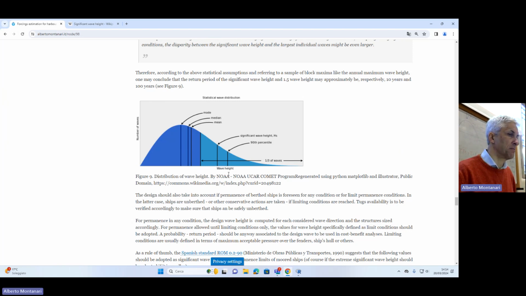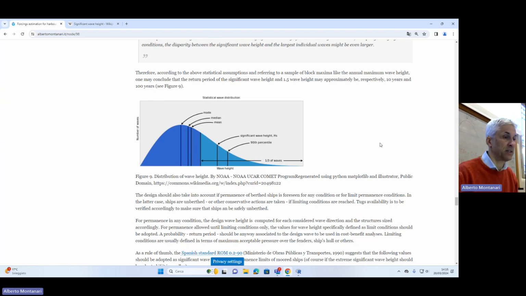If you want to understand more on these terminologies, probability, you have links here to better understand. It's not necessary for our specific purpose. For your exam and your education, if you learn what is the significant wave height, if you learn what I discussed here, that's fine.